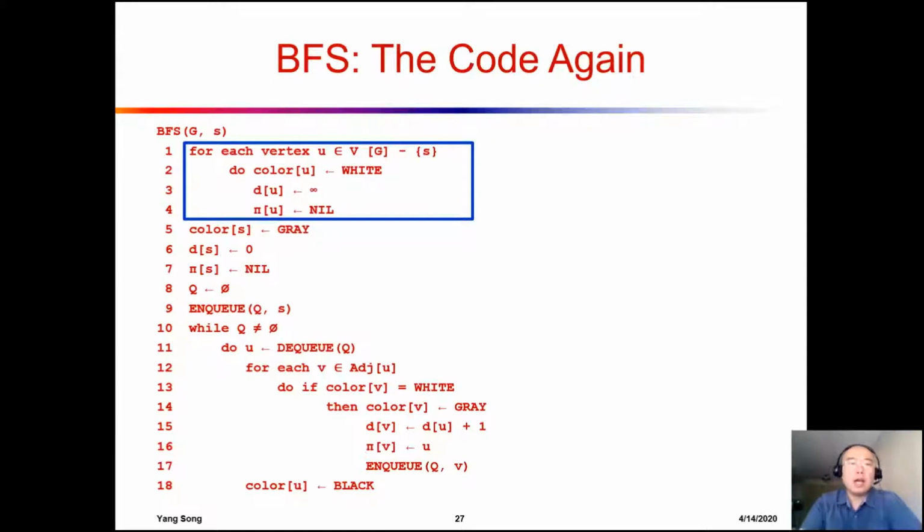Okay, so now we want to do more algorithm analysis of this BFS search algorithm. The first part of the code in the box, we just initialize all the nodes to be white and then set the d[u] to be infinity, set the parent π[u] to be nil. So for this part, it's very clear that it is O(V). Why? Because we are touching all the nodes, right?